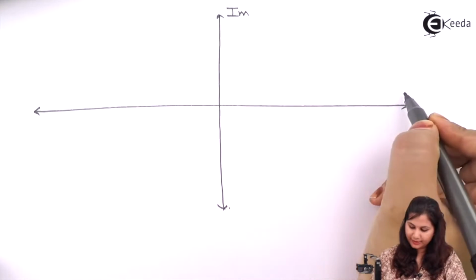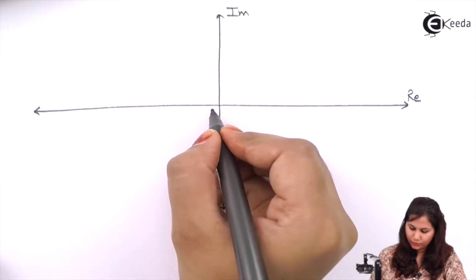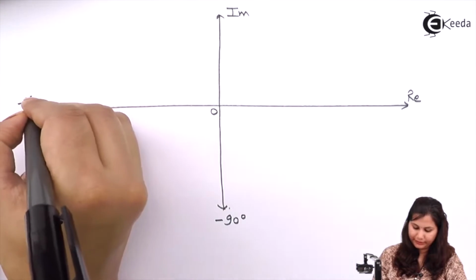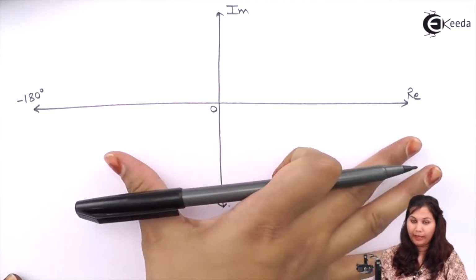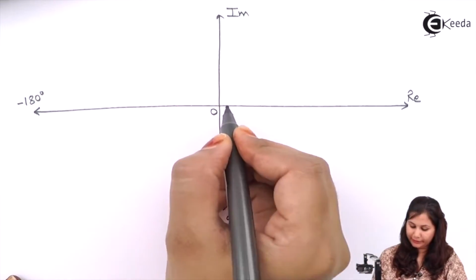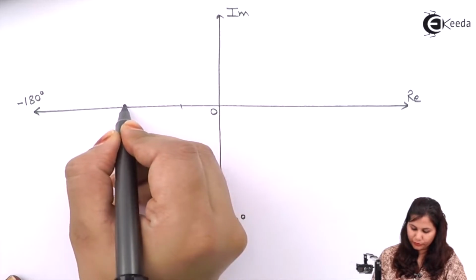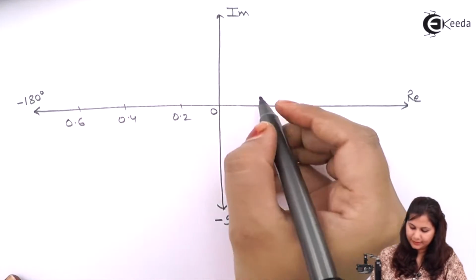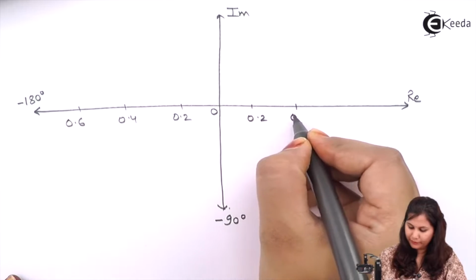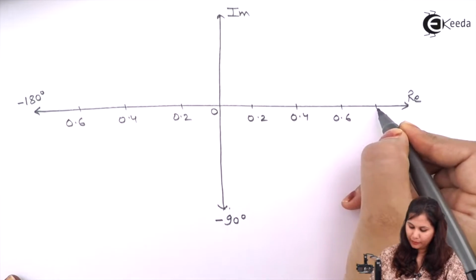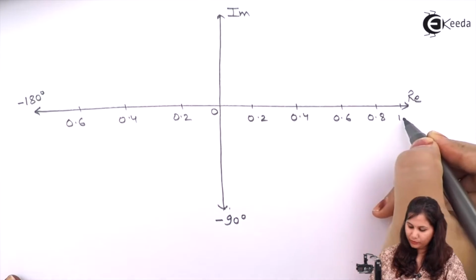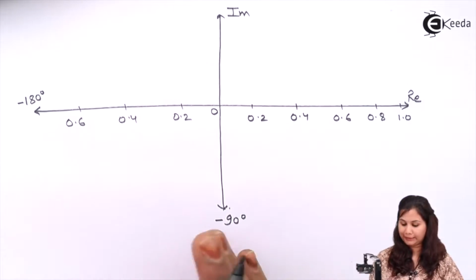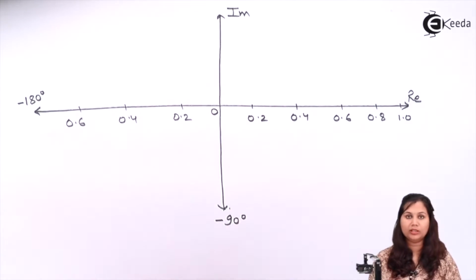This is the imaginary axis, this is the real axis, and this is the origin. This is minus 90 degrees, minus 180 degrees. Let's divide this real axis for the magnitude. We have 0, 0.2, 0.4, 0.6. Similarly here 0.2, 0.4, 0.6, 0.8. Then we have 1.0. So now let's plot the magnitude and the phase angle on these polar coordinates.